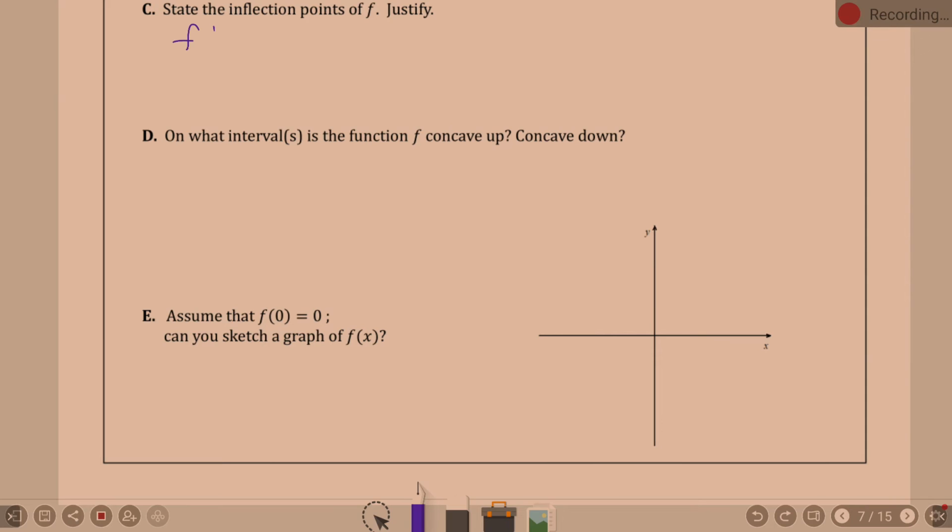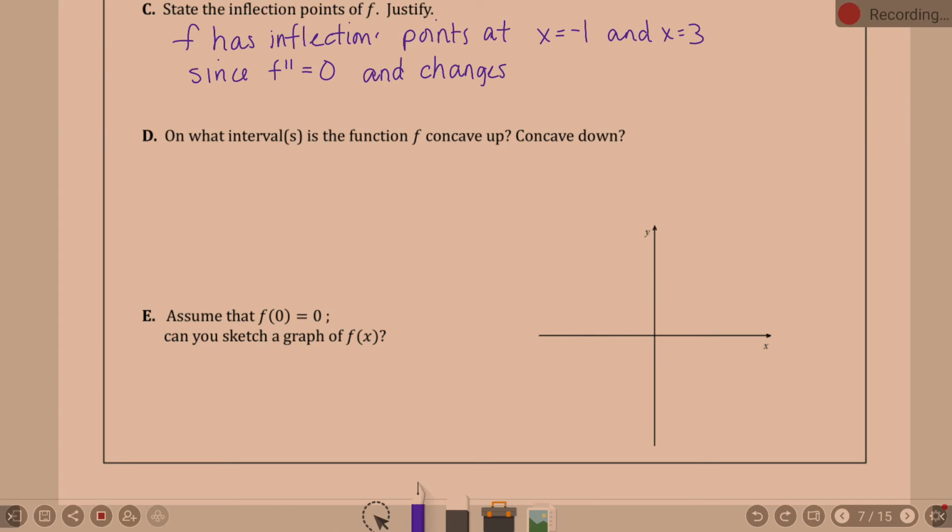F has inflection points at x equals, what was it, negative 1 and 3, since the second derivative is equal to 0 and changes from positive to negative, or vice versa. Okay.